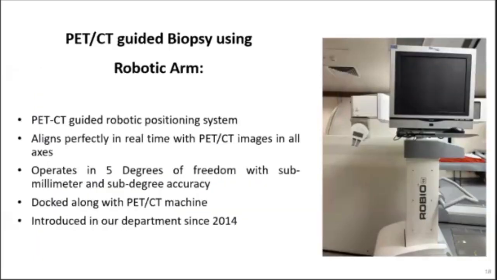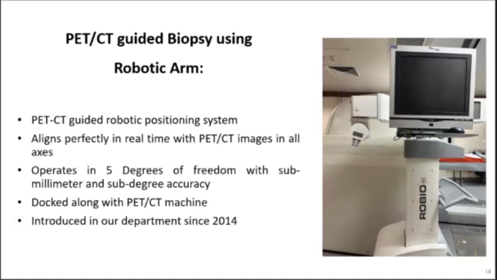So, in this section, I will talk about robotic arm use in guiding PET-CT biopsy. Robotic biopsy system is a planning and targeting device which enables users to determine the path of biopsy. It operates in 5 degrees of freedom.